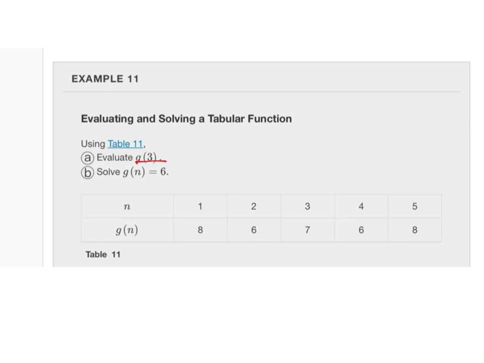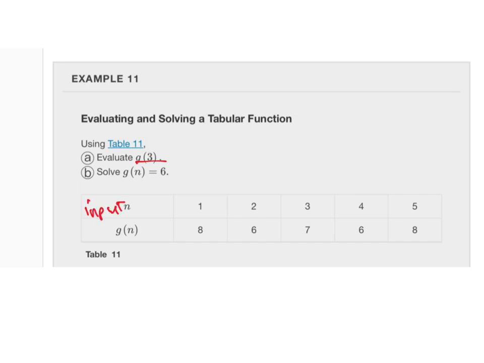G of 3. So where is the 3 positioned? Is it the input or is it the output? G is the input. So our 3 is the input. So the in row right here, this is the input row.